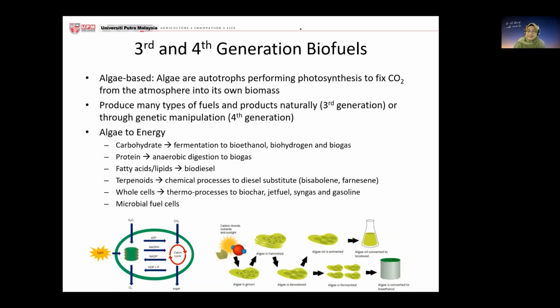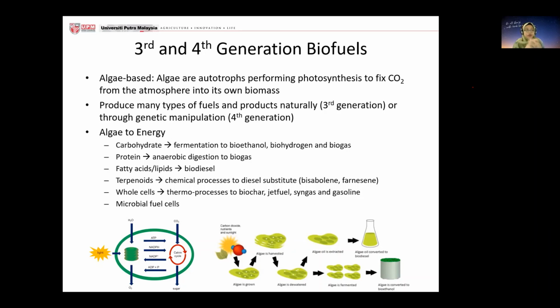So looking at that, algae-based third and fourth generation biofuels, it's algae-based. Algae are autotrophs. They perform photosynthesis to fix CO2 from the atmosphere into their own biomass. They produce many types of fuels and products, either naturally, where we call it the third generation biofuel, or through genetic manipulation, which is the fourth generation biofuels.